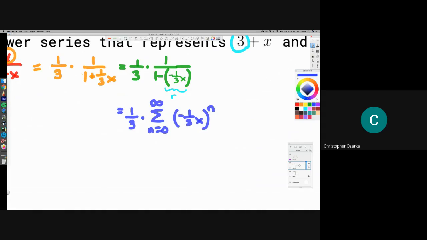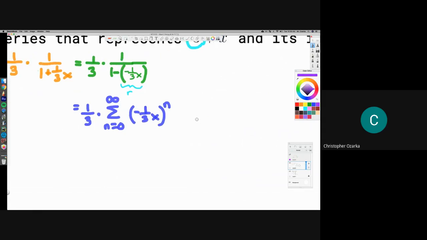Okay, now what some books do, some professors make you do, I'm not going to make you do it. If you left this as the answer, I'm happy. But if you could have also rewritten this, you can factor out that alternator times 1/3 x to the n.